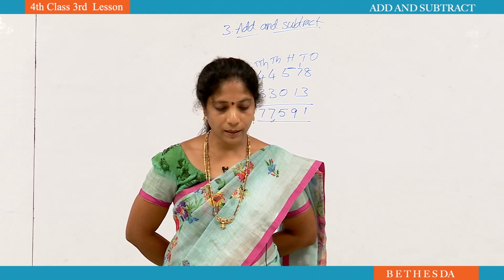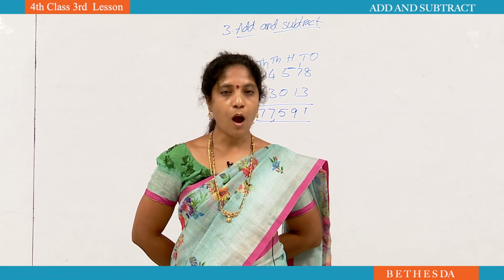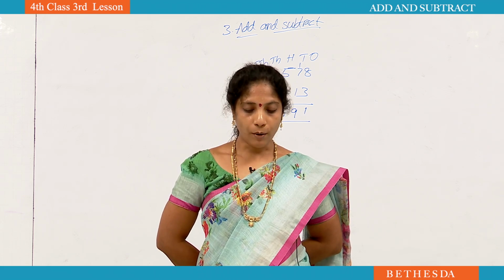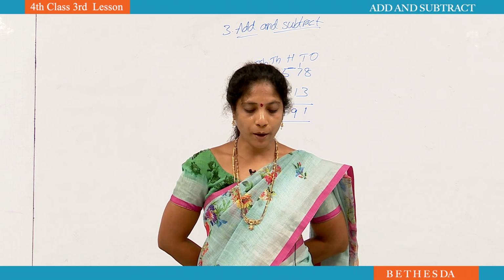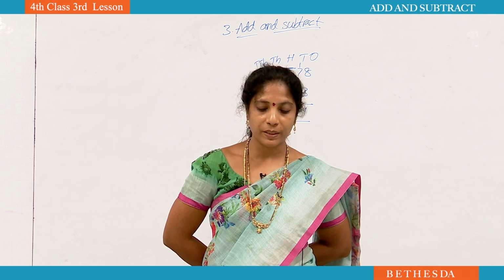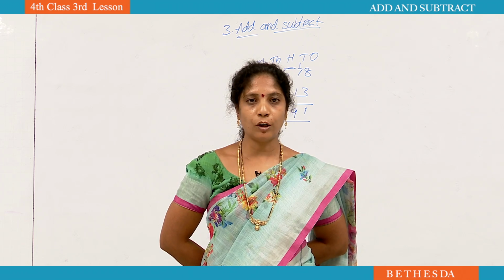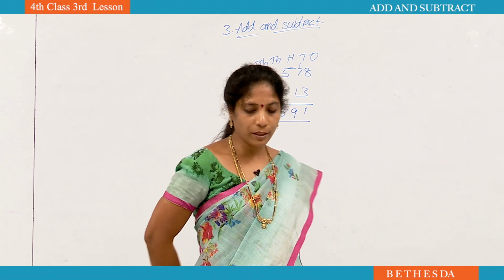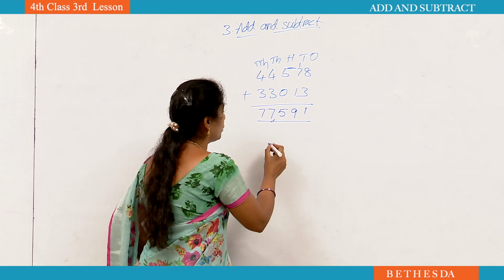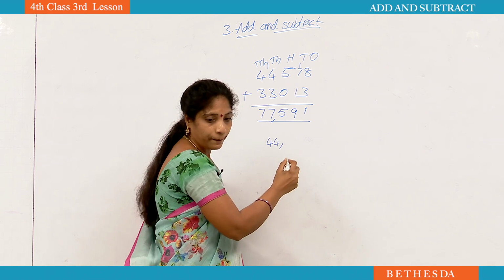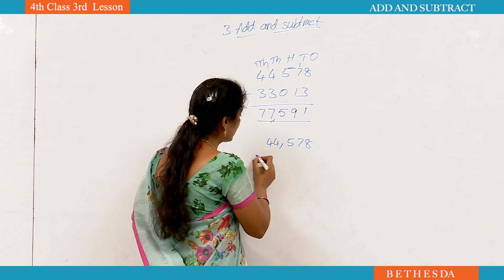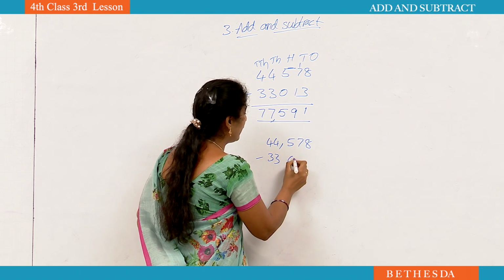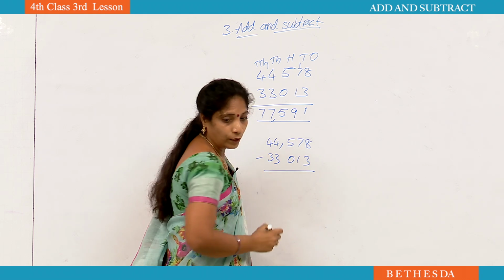In this lesson, in this sum, we find out how many more. How many more means what should we do? We have to do subtraction. Which operation would you use to solve the problem? Subtraction. For this we have to use subtraction. Okay, do subtraction, all of you, same numbers. What are those? 44,578 minus 33,013. Okay, now do subtraction.